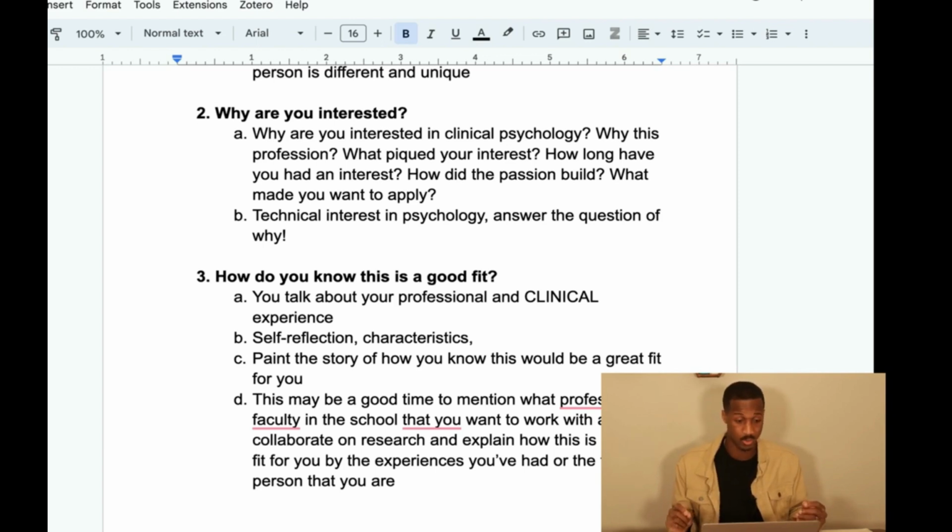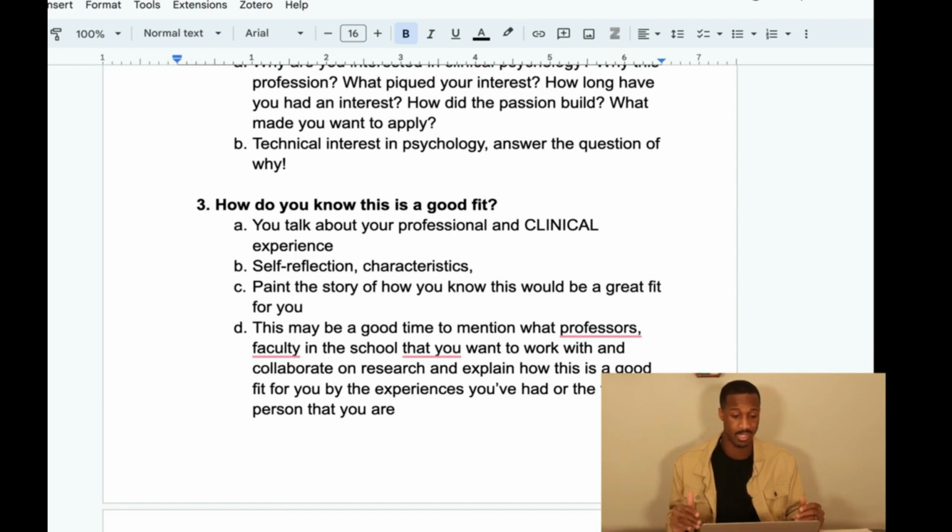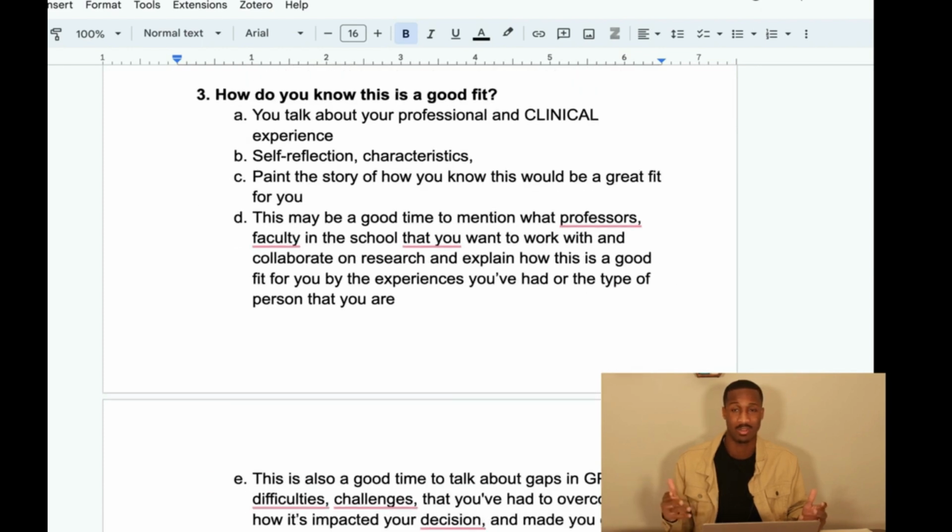The other thing that I think is really important to talk about next is how do you know this is a good fit? And this is where they specifically want to know, how is this a good fit for our program, right? Like, you may be a good applicant, you may be great on paper, but how are you a good fit for our program? Not every student is going to be a good fit for every program. There's a lot of different programs out there. And yes, many of them are APA approved and APA accredited, but they have differences. They have cultural differences. They focus on different things.